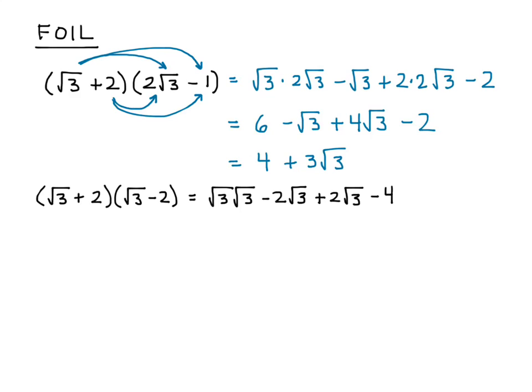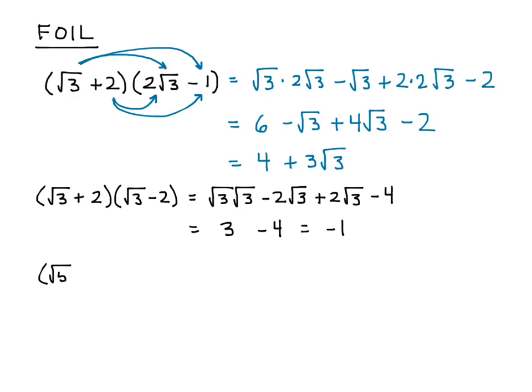And so you notice here that these are the additive inverses. One's positive, one's negative. Those cancel out. This is going to be, of course, just 3. And so we have 3 minus 4 is negative 1. So this whole mess turns into negative 1.